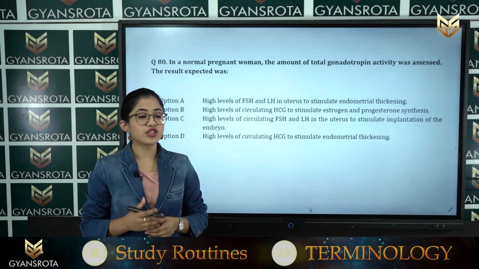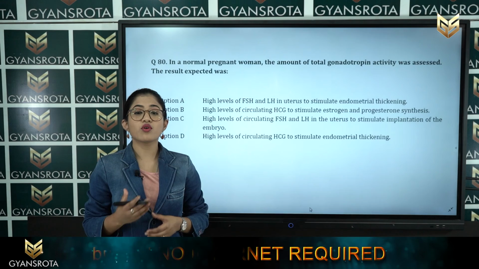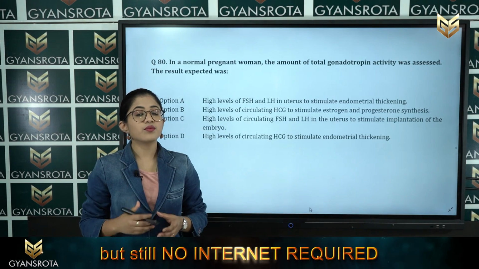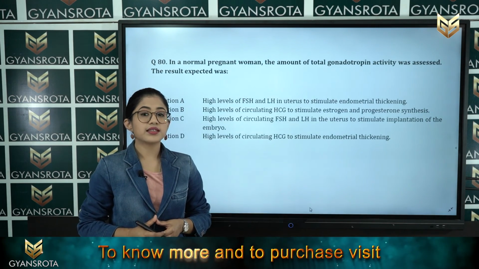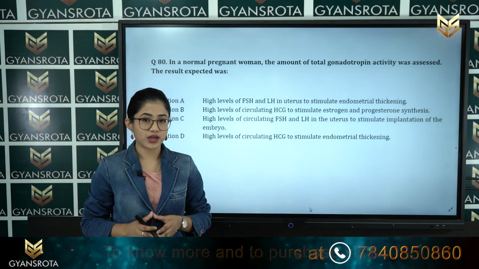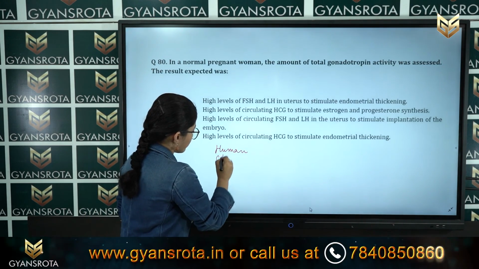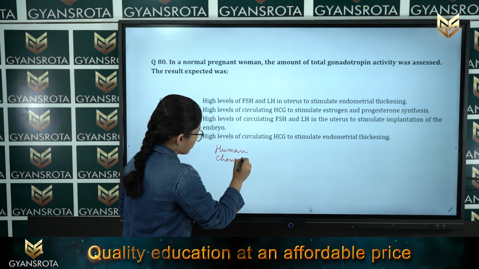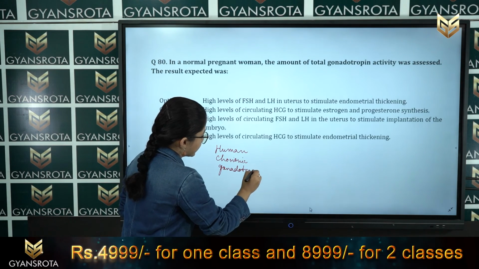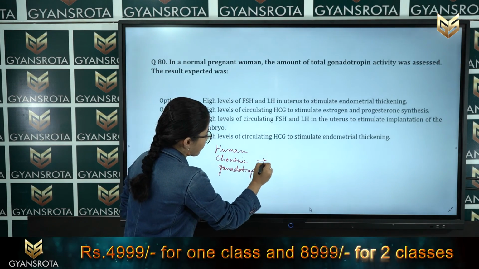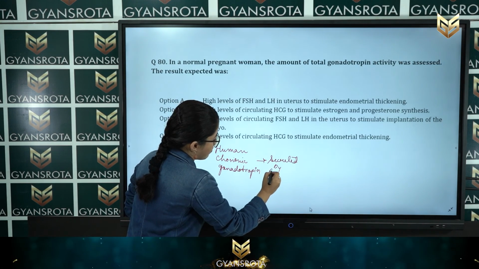So, student, in this question it is written, the amount of total gonadotropin activity was assessed in a normal pregnant woman. Then what is the result expected? The result expected was high levels of circulating HCG, which means human chorionic gonadotropin. This is a hormone which is secreted by placenta, right?